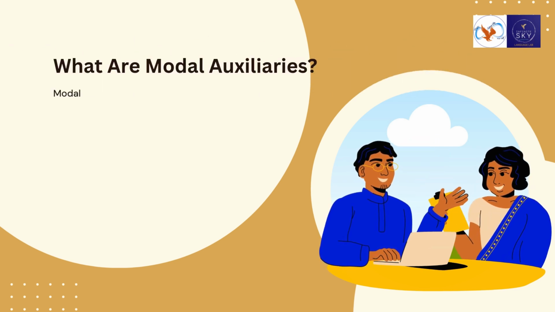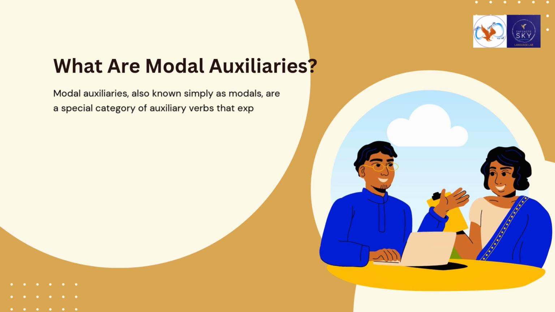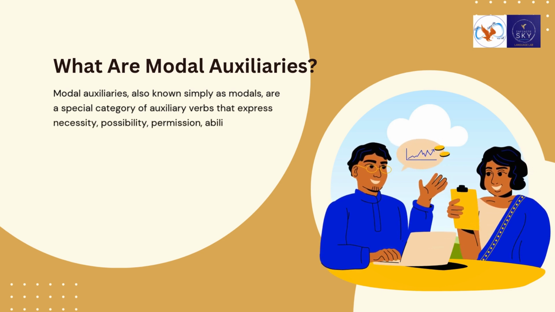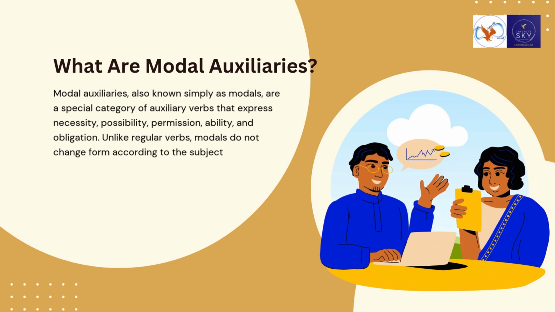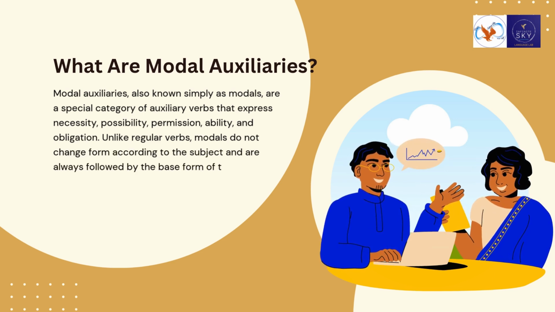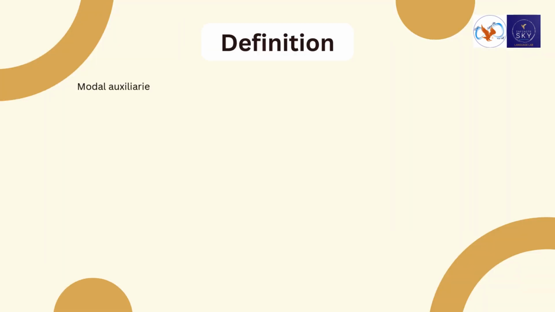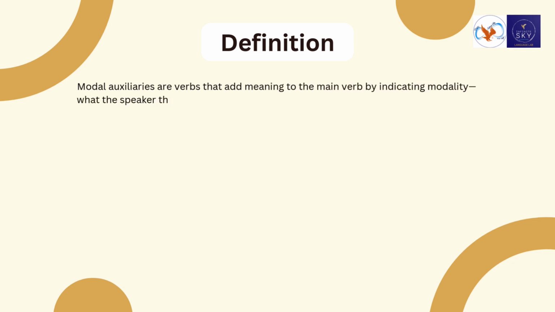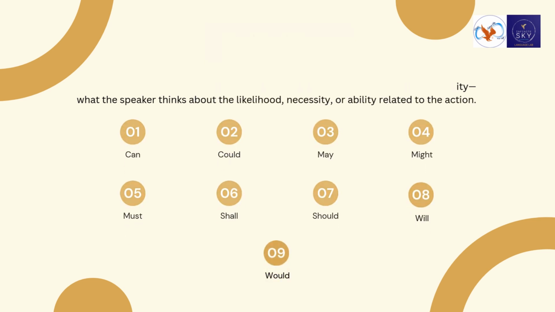Modal auxiliaries, or modals, are unique helper verbs that give us the ability to express ideas like possibility, permission, necessity, and obligation. They are always paired with the base form of a verb and don't change their form. In simple terms, modal auxiliaries modify the meaning of the main verb to express the speaker's viewpoint. Common verbs include can, could, may, might, must, shall, should, will, and would.